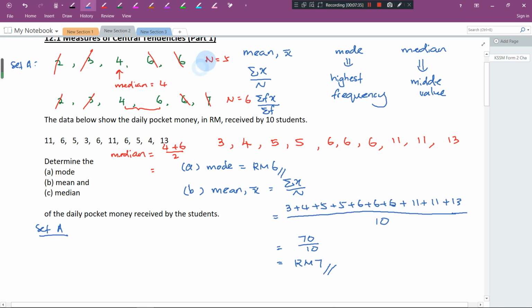How to get the median? So the number of data is 5, right? So the median is equal to 5 plus 1. Always add 1, divided by 2.